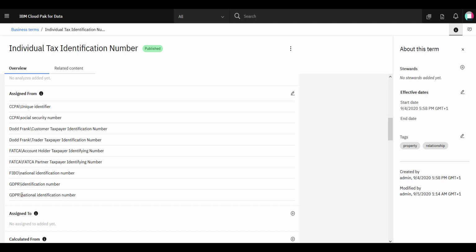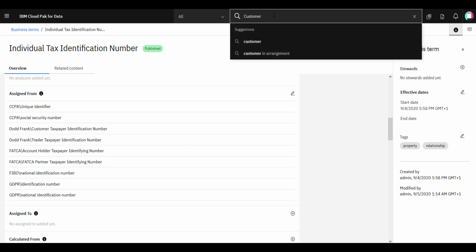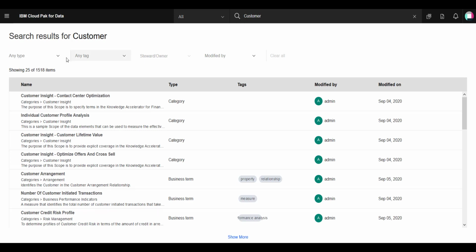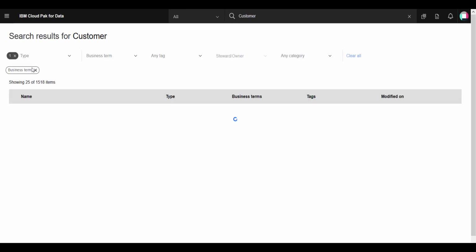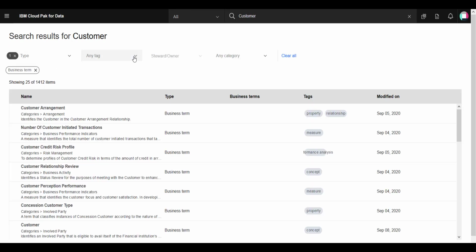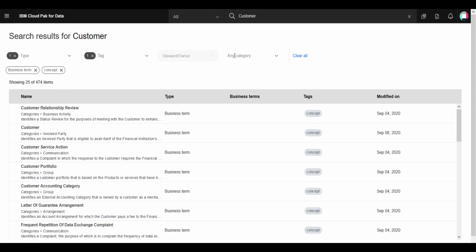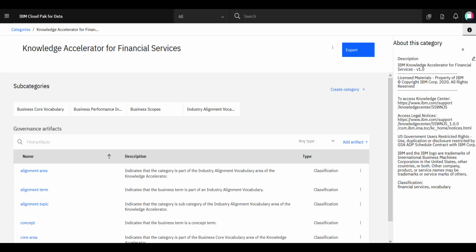We will finish up showing how to browse via the global search in IBM Cloud Pak for Data. Let's look for all terms containing customer. We can restrict the results to only include business terms that are concepts. You can explore and click into any of these terms to start your navigation of the Knowledge Accelerator for Financial Services vocabulary content. This concludes the walkthrough of IBM's Knowledge Accelerator for Financial Services on Cloud Pak for Data using Watson Knowledge Catalog.